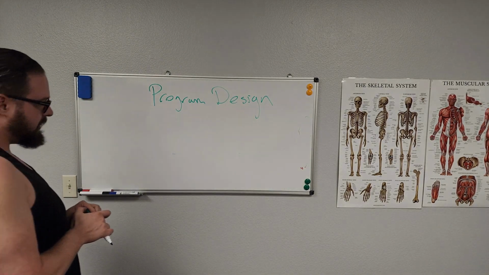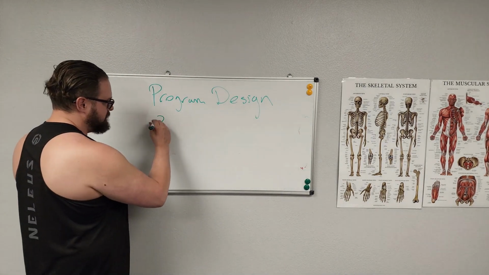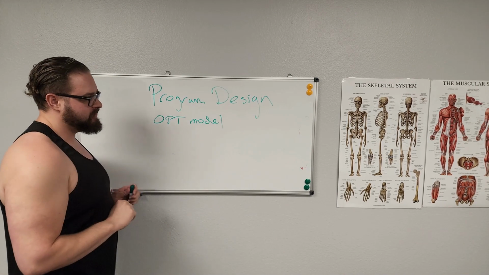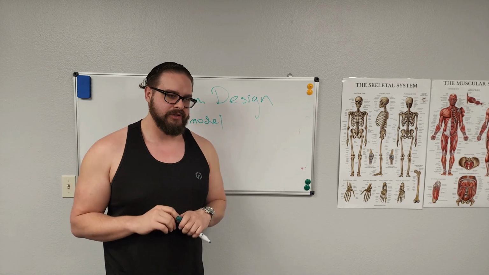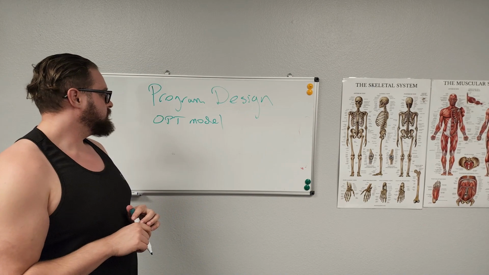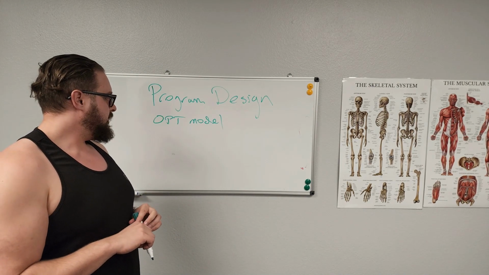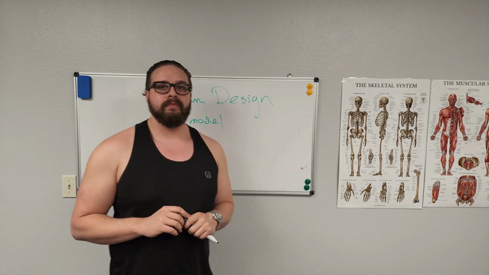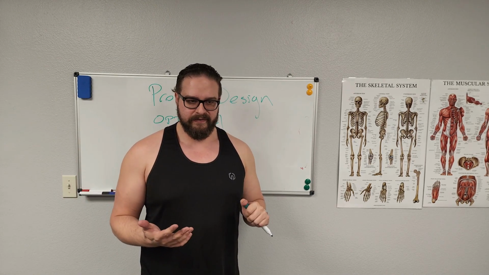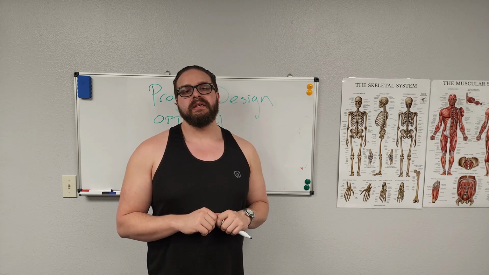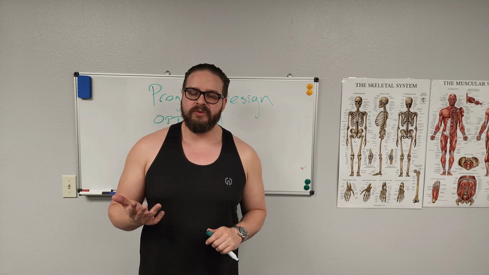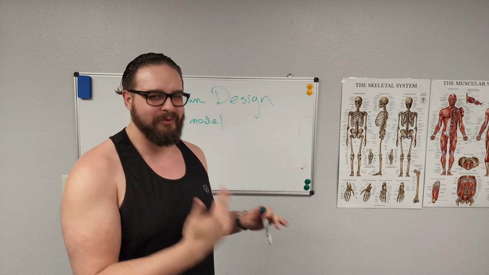So with program design, the OPT model is one of them. It makes it very simple. Optimal performance training model makes it very simple, the pyramid that we just talked about, to progress clients or yourself. Now, if you're doing an exercise and the exercise is too easy for you, when I say easy, what that means is you're doing 25 reps and you can keep going forever. You can keep going with repetitions.